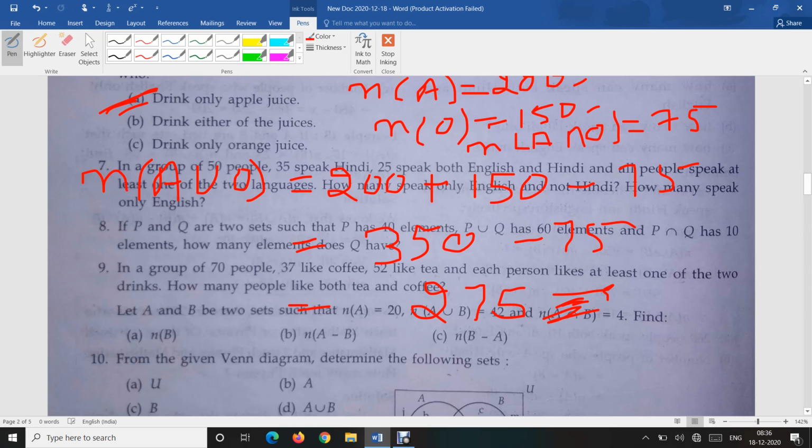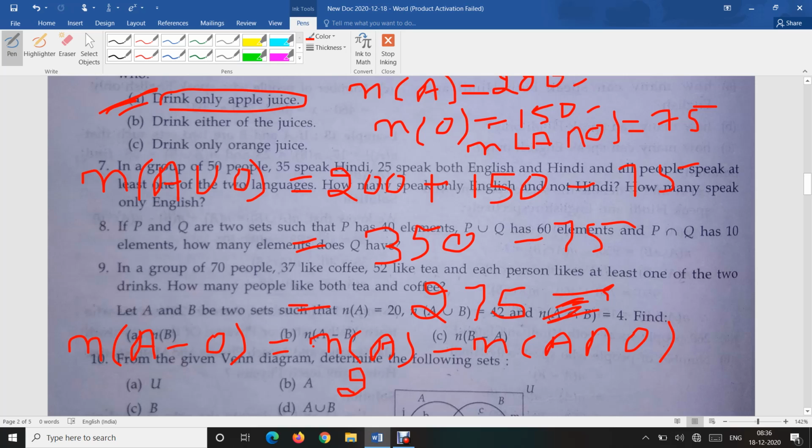Now you have to find those who drink only apple juice. That means you have to find n of A minus O. You know the formula, n of A minus n of A intersection O. You know the values, 200 minus 75 and it will be 125. Similarly you can do it for drinking only orange juice, it will be n of O minus A. You have to find it yourself.